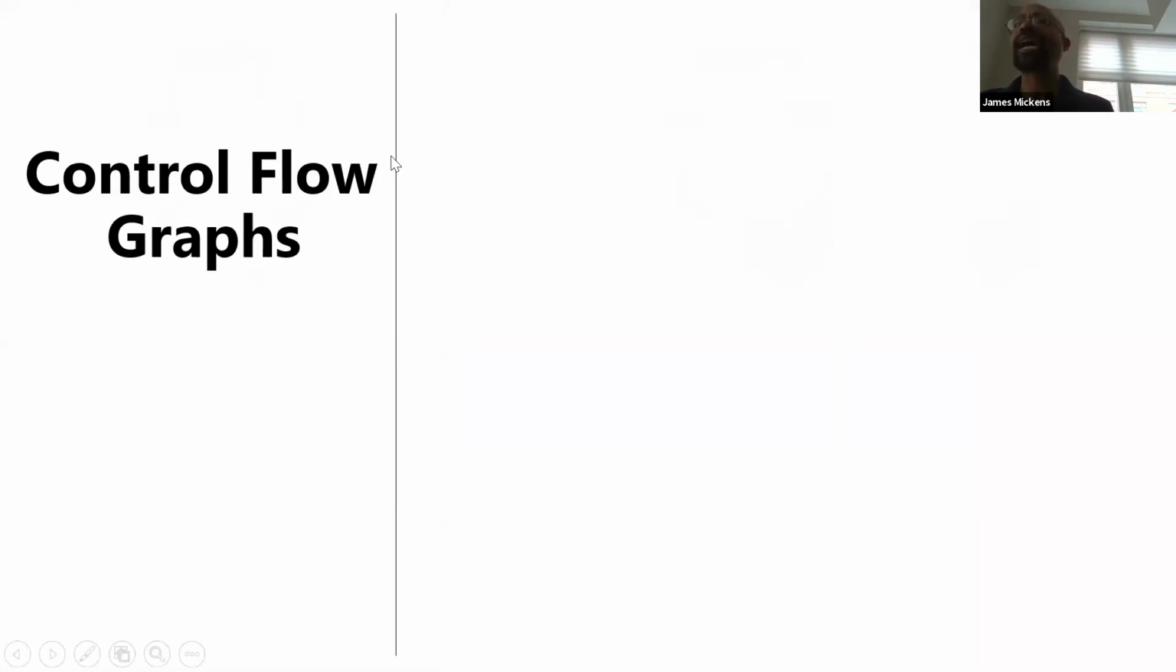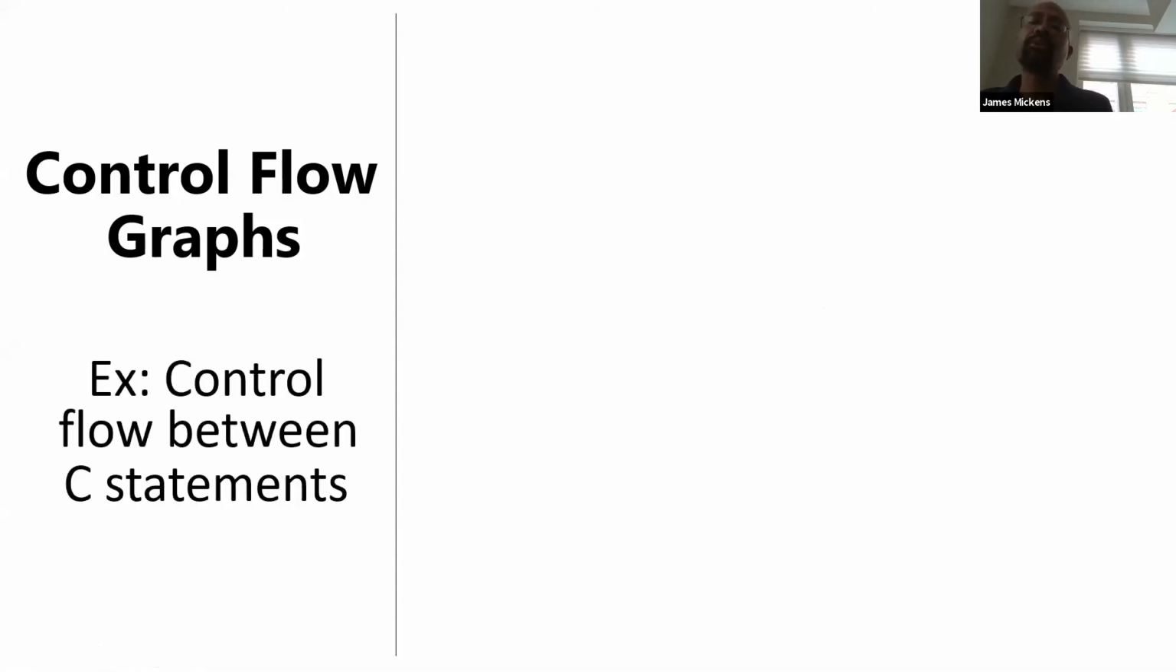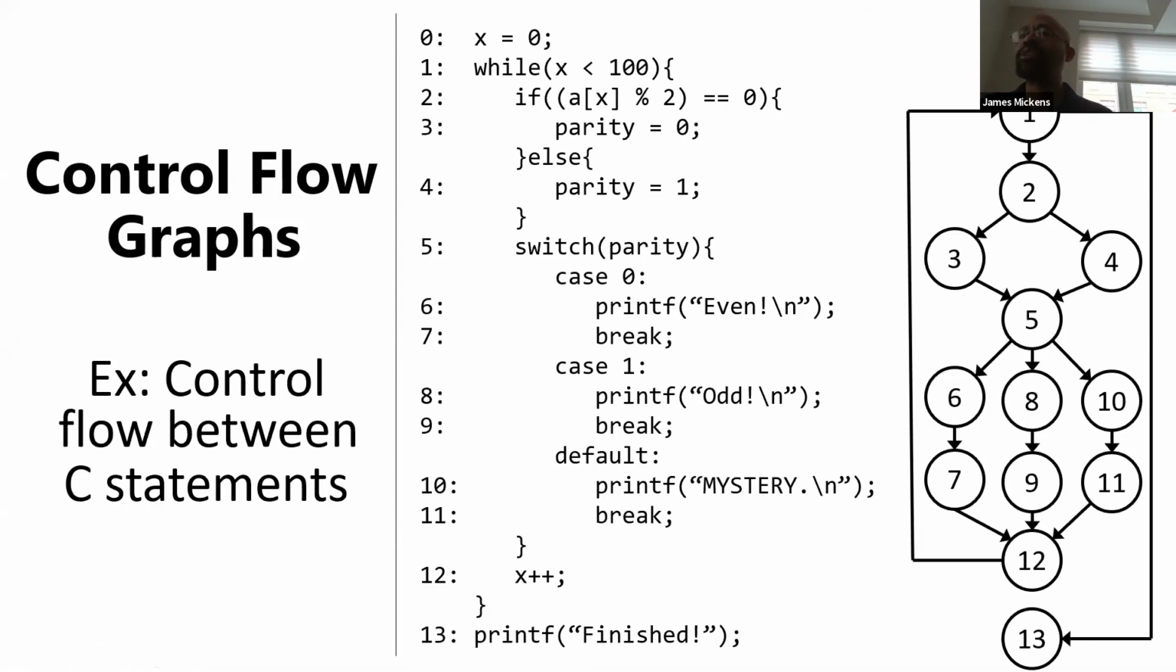So stepping back a bit, what have we been thinking about in this lecture? Well, at a high level, what we've been thinking about implicitly is this notion of a control flow graph. So for example, if we look at the control flow between C statements, we might see something like this for a simple program. So the specifics are not very interesting here. But what I've done is I've labeled each of these C-level source code statements with a line number. And then off to the right, we see the control flow graph for this program.